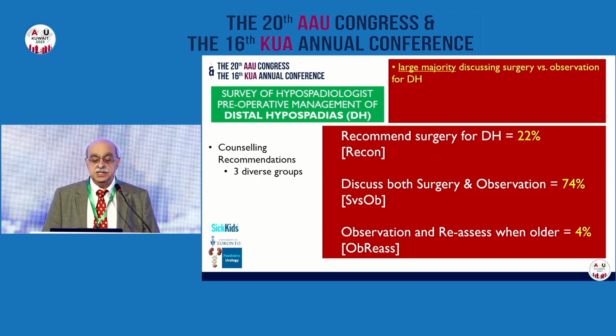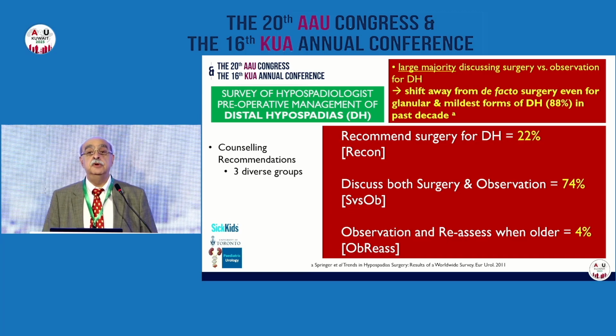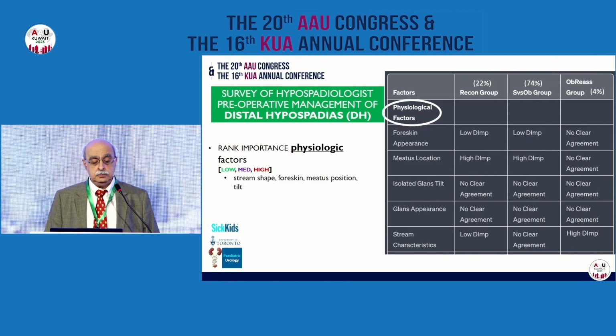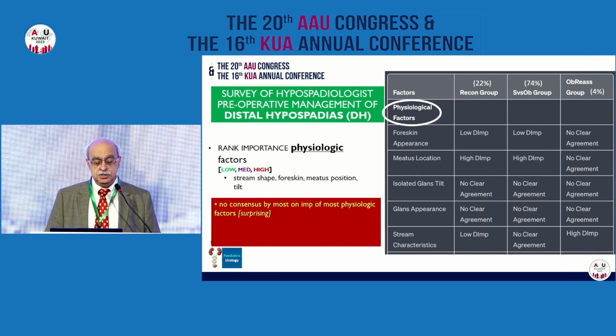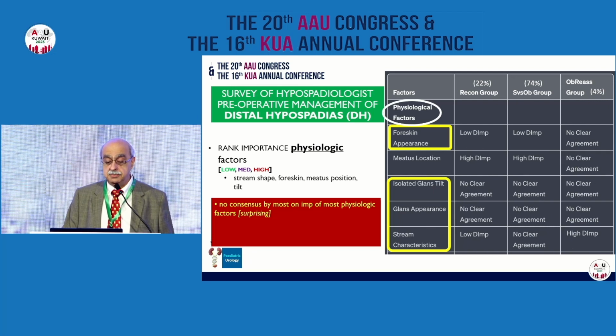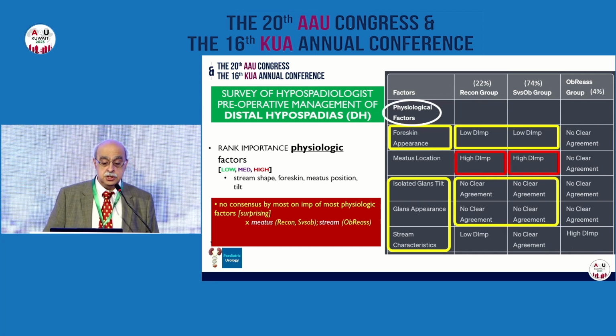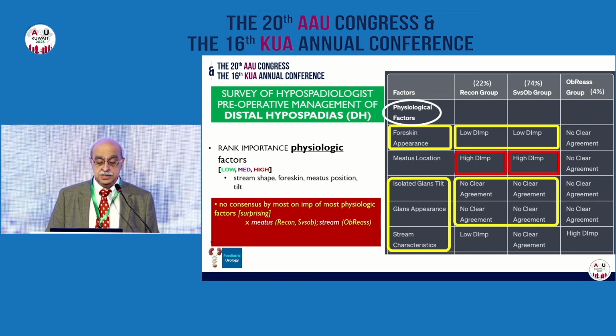So a large majority are discussing both of these options today, which is a shift away from the de facto surgery, even for glandular and the mildest forms of hypospadias that were seen just a decade ago. When we looked at physiologic factors and how they figured in importance, it was interesting. There was no consensus on most of these physiologic factors in terms of importance, which we actually found surprising. There was an exception: the location of the meatus was ranked of high importance by the reconstruction and surgery versus observation groups, and the urinary stream by the observation group only.